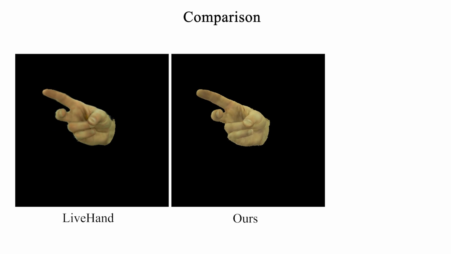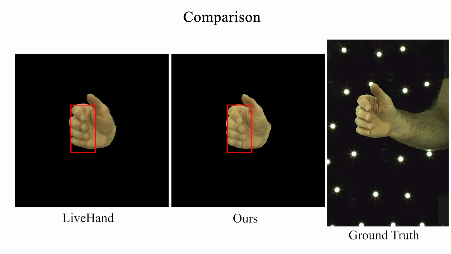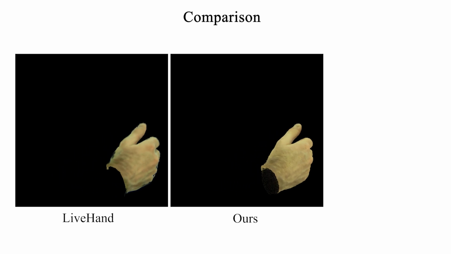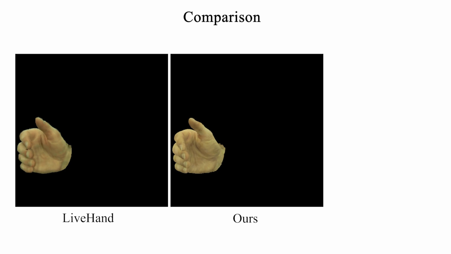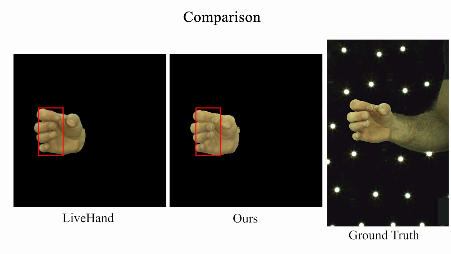We show more comparison results with LiveHand for varying poses and views. The animation rendering of our method is more consistent with ground truth. Our reconstructed nails have white edges, consistent with the ground truth, while LiveHand's nail color is flat and thus lacks detail.